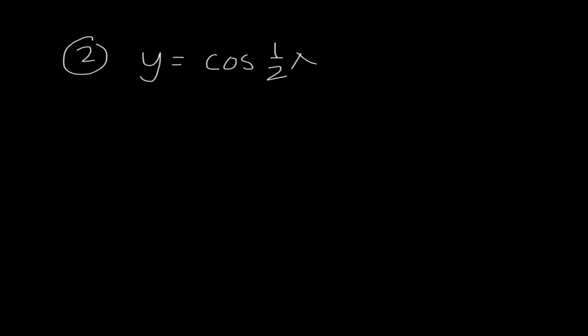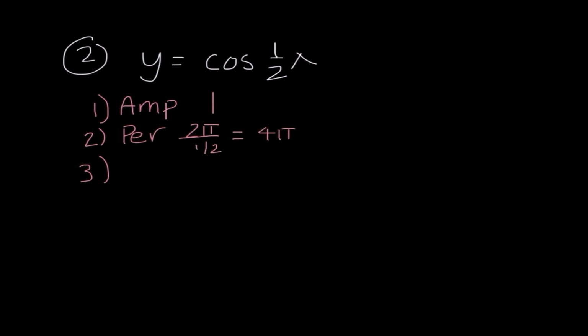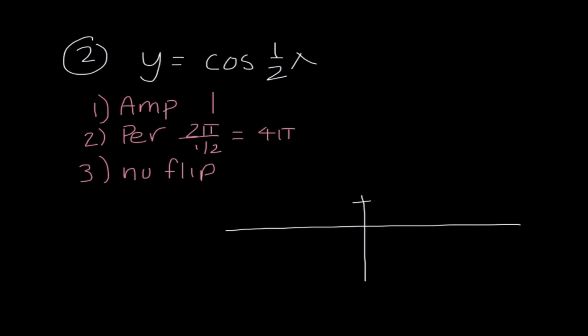Next one is a cosine one. However, our characteristics are exactly the same. So our amplitude is the coefficient, and it's the absolute value of the coefficient, which is 1. Our period is 2 pi divided by b, which in this case becomes 4 pi. And this one has no flip. So when I'm graphing it, once again, I just need to go up 1 and down 1. And I'm going to go 1, 2, 3, 4, and that's 4 pi. And I'm going to go to the left 1, 2, 3, 4, and that is -4 pi.